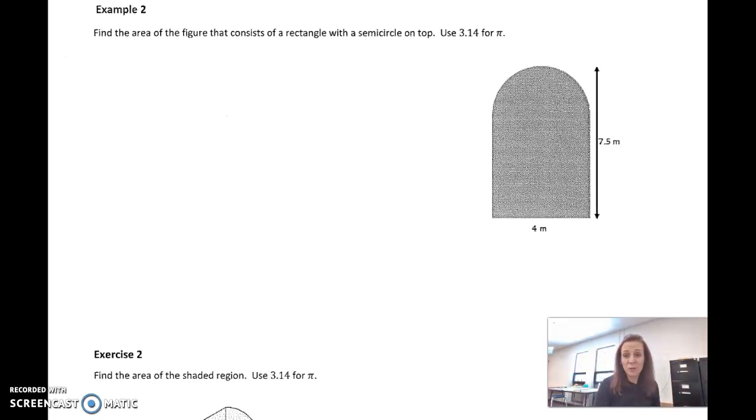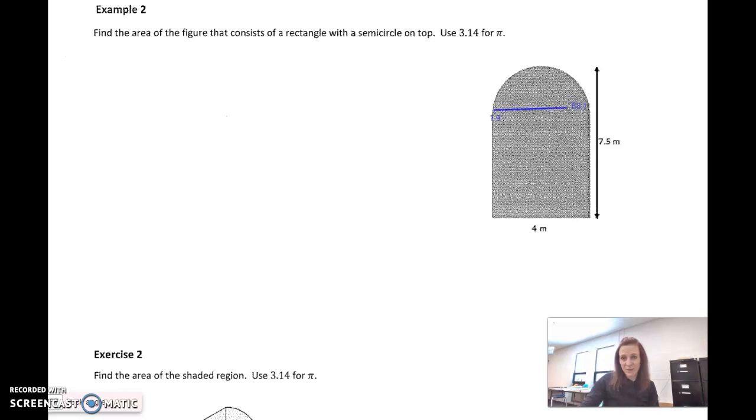But as you can see in example 2 here, we're probably going to need to add some things on. So again, we're going to be adding or subtracting areas, and really just try to think it through and do what makes sense. I've got a window shaped figure here. I don't have an area formula for that. But what I do know is that I can break this up, because it says its area figure consists of a rectangle with a semicircle on top.